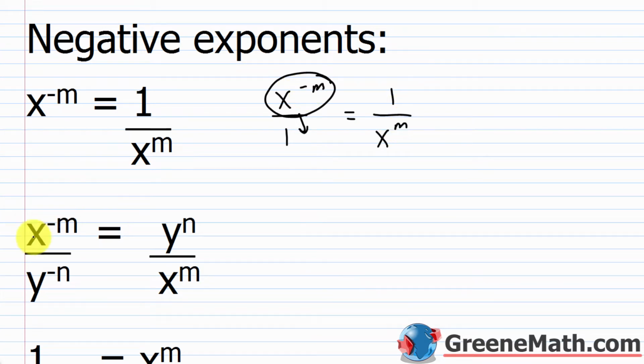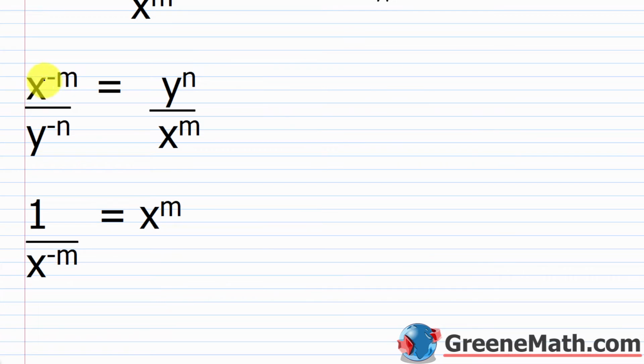So here's a perfect example of that. I have x to the power of negative m over y to the power of negative n. As I drag this across the fraction bar, you'll see here it's in the numerator. Y is the same, it's just that the exponent has changed its sign. It goes from negative to positive.